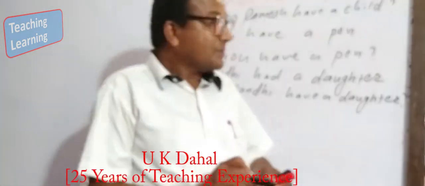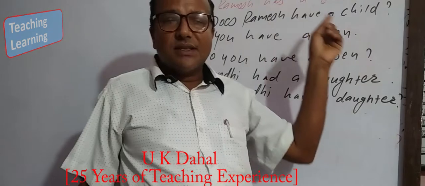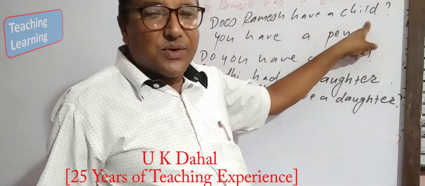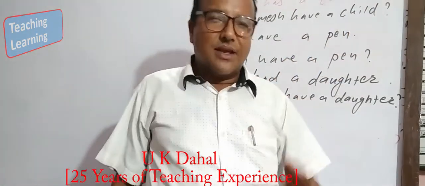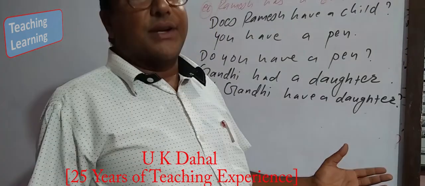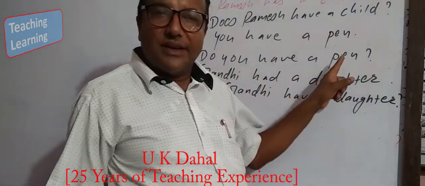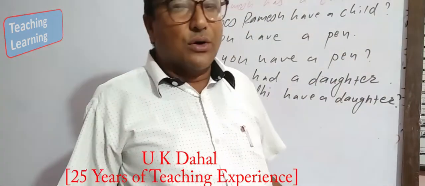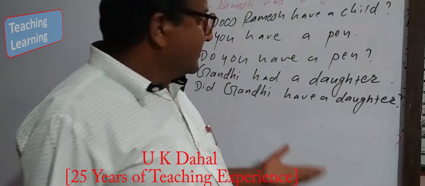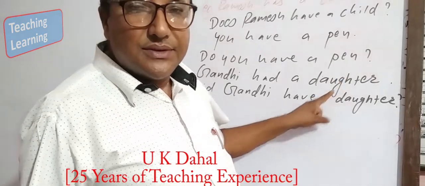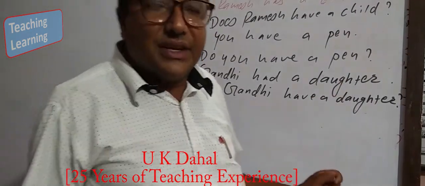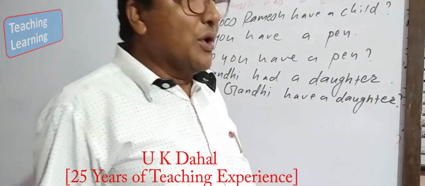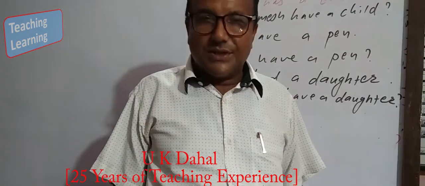Let's see. Ramesh has a child. Does Ramesh have a child? The answer: yes, Ramesh has a child. No, Ramesh doesn't have a child. You have a pen. The question: do you have a pen? Answer: yes, I have a pen. No, sorry, I don't have a pen. Gandhi had a daughter. The question: did Gandhi have a daughter? Answer: yes, Gandhi had a daughter. In the negative answer: no, Gandhi didn't have a daughter.